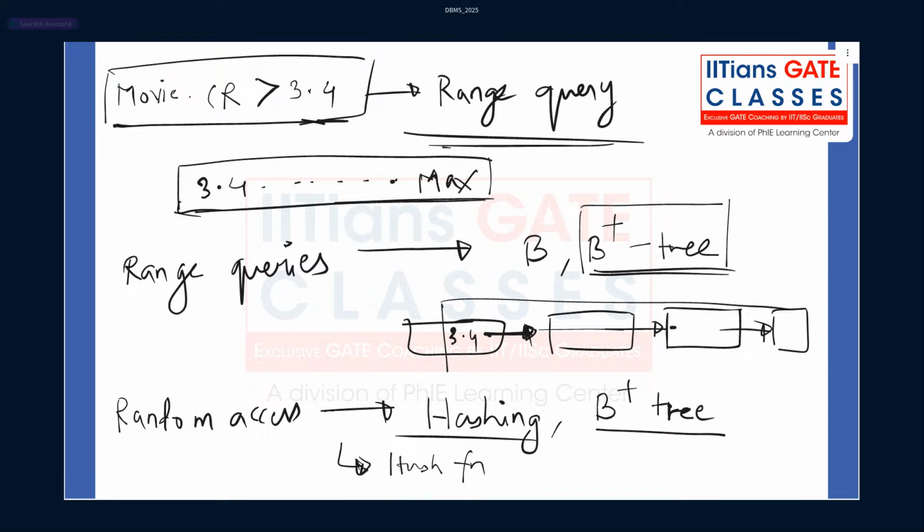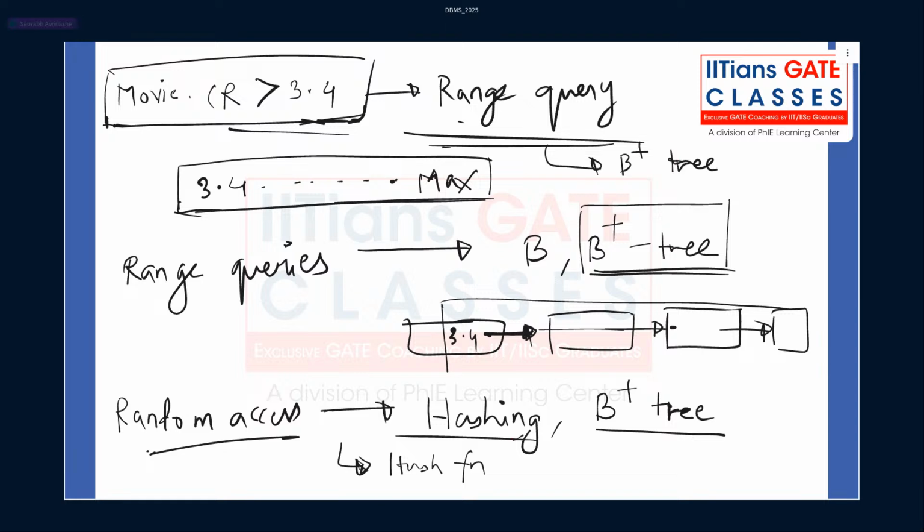So now what we need to do is categorize our where clauses into being either a range query or a random access query. Based on that, we'll see what type of index we can create. For the first condition, movie.customer rating is greater than 3.4, which is a range query. So for customer rating, you can use B plus tree.